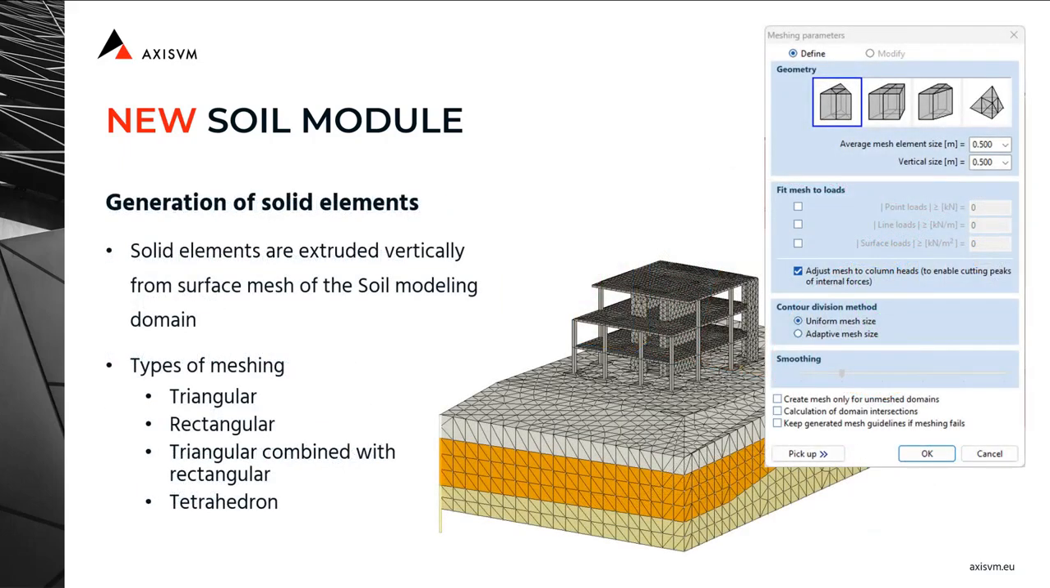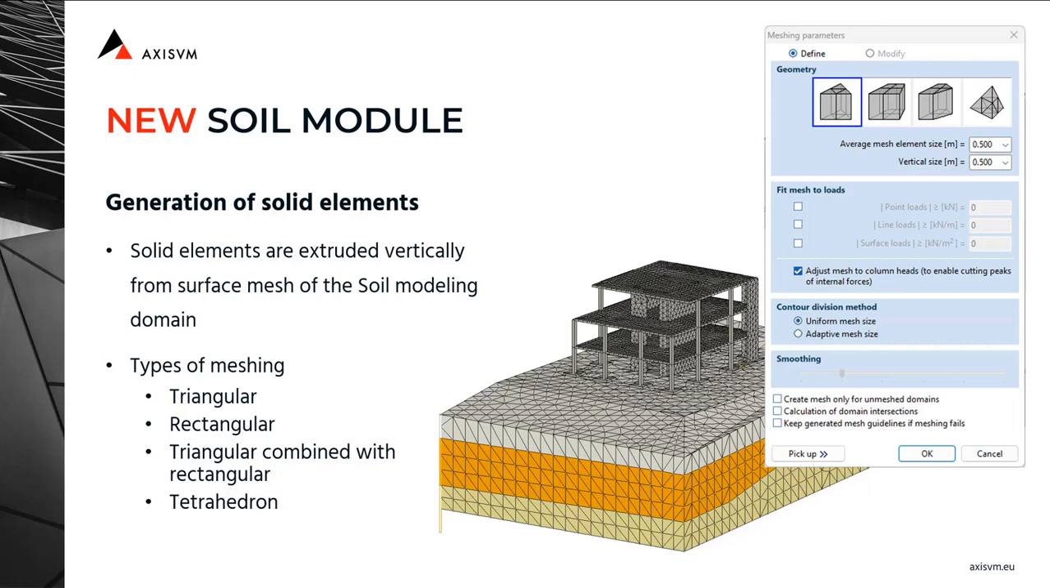If the model contains at least one soil domain, under the Mesh tab there will be a new meshing option for volumetric mesh generation. The software can generate a volume mesh with the given average horizontal and vertical mesh sizes, considering all nodes and lines inside the domain. The solid element mesh is created by extruding the surface mesh vertically.